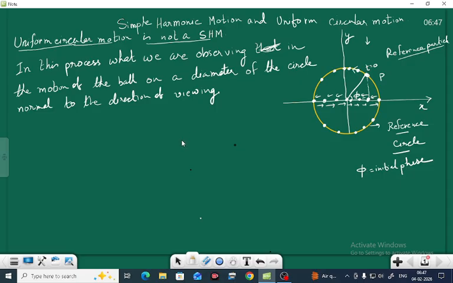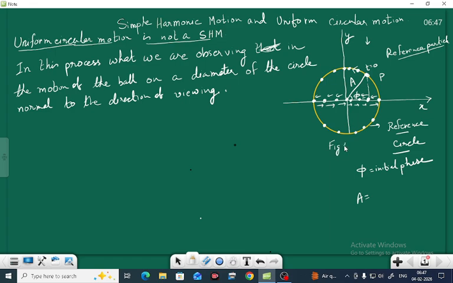And here we can find that the radius of this circle is a, what we call the amplitude. Amplitude क्या होता है? Amplitude is the maximum displacement of a particle from the mean position. Displacement हम कहाँ से count करते हैं? Always from the mean position. Remember that. Displacement we always count from the mean position or equilibrium position. That is important for us. So on the diameter of the circle, normal to the direction of viewing, this is the figure.